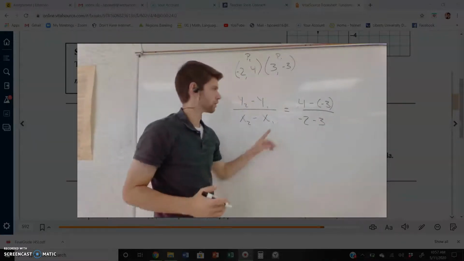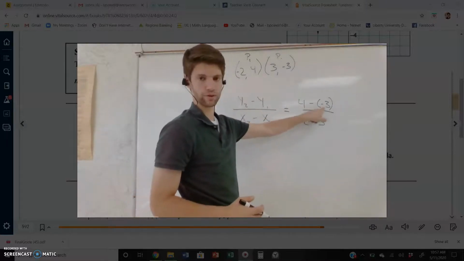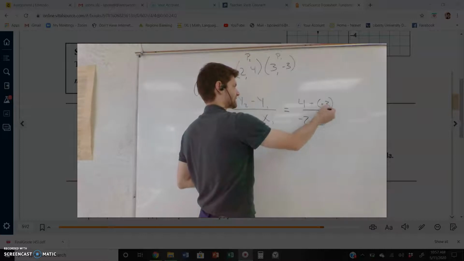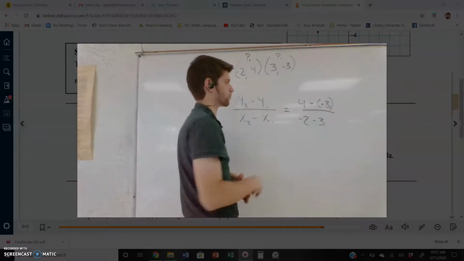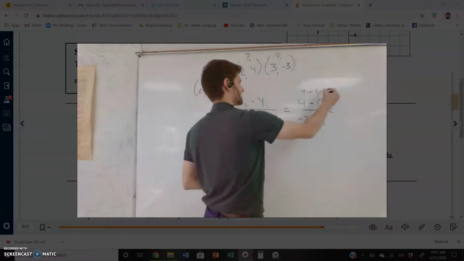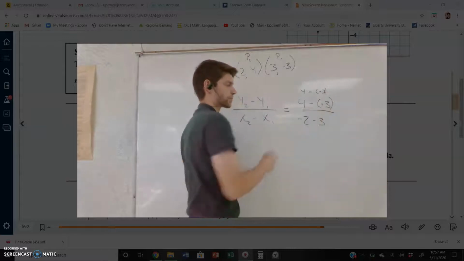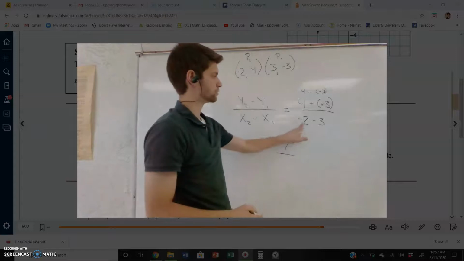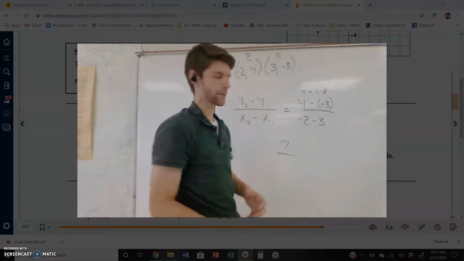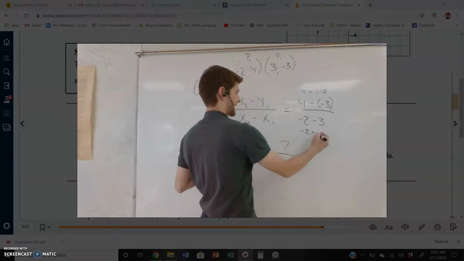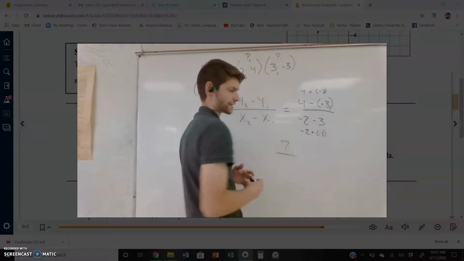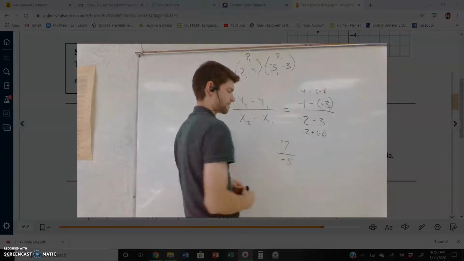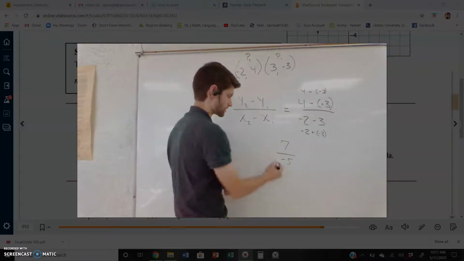Now let's solve. 4 minus a negative 3. Remember, subtracting is the same thing as adding the opposite. So 4 minus a negative 3 is the same thing as 4 plus 3, which is 7. Negative 2 minus 3, remember, it's the same thing as adding the opposite. So negative 2 plus negative 3 is a negative 5. So our answer can't be reduced.